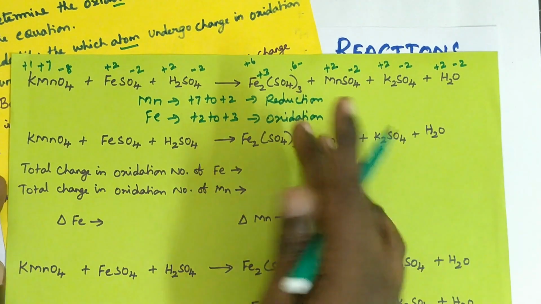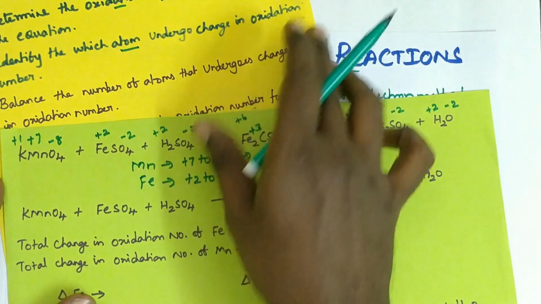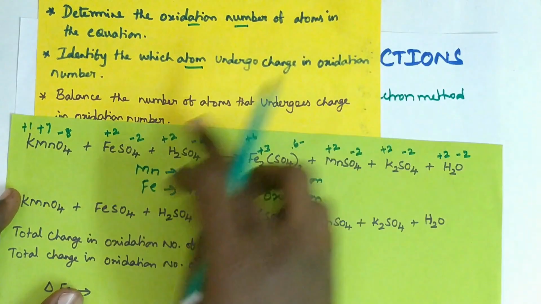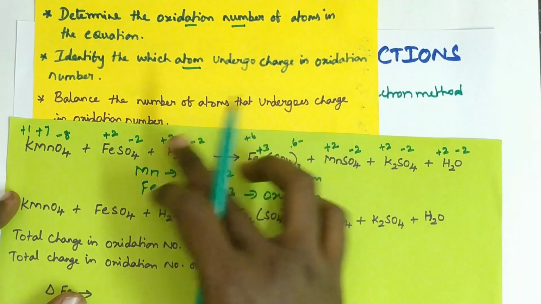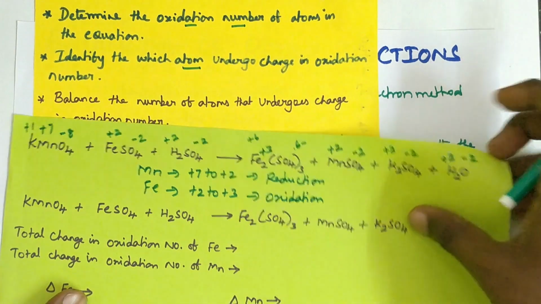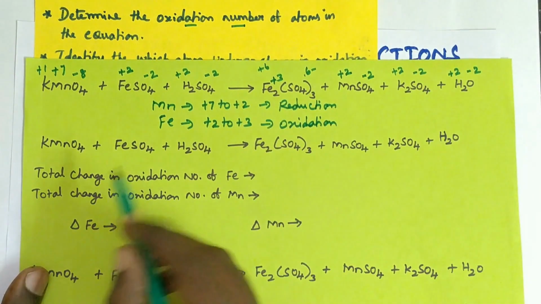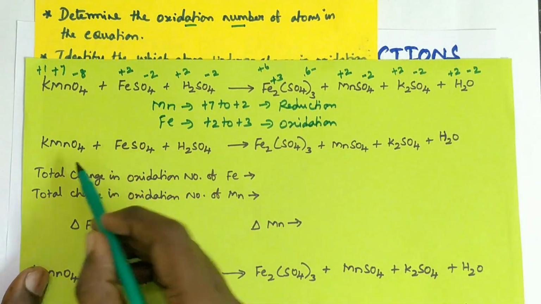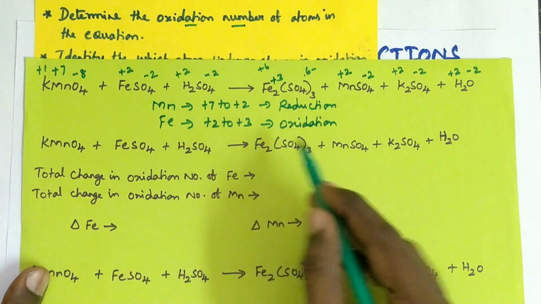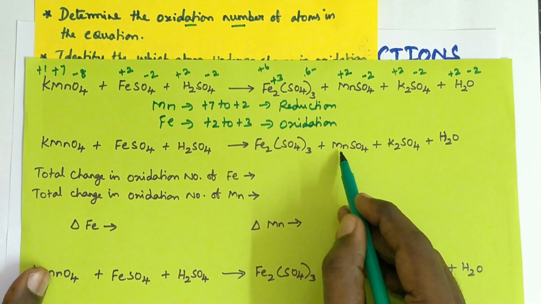And the next step is to balance the number of atoms that undergo a change in oxidation number. So we have to balance. Manganese is 1 on the left-hand side and 1 on the right-hand side, so it is already balanced.